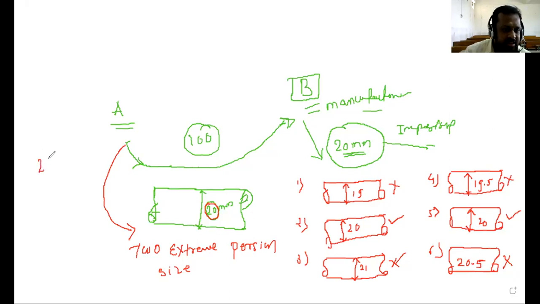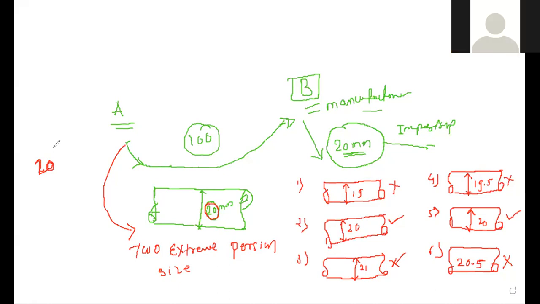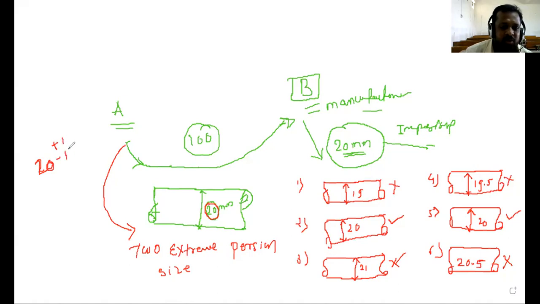Exactly what I want, I want 20, but while manufacturing that shaft, if a small amount of variation becomes, okay, I will give you the range. In that range only, just listen carefully, if the variation takes place in that range only, I will accept that shaft. Means suppose that person has given two extreme permissible sizes like this, +1 and -1. Okay, those two extreme permissible values are given.